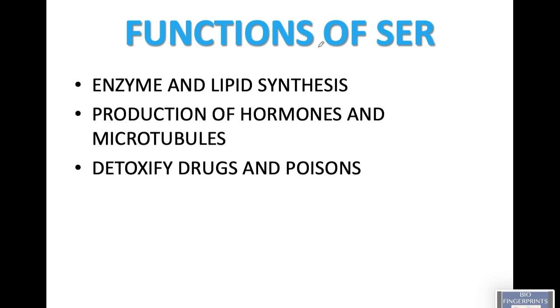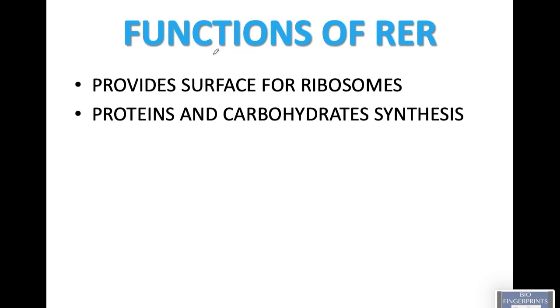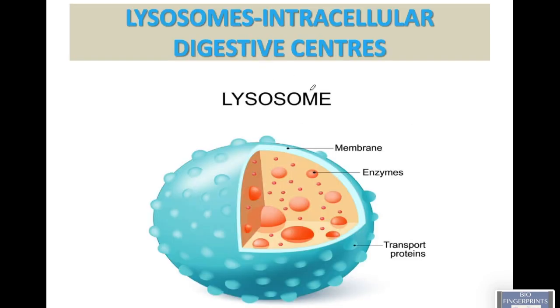So the functions of smooth endoplasmic reticulum are enzyme and lipid synthesis. Lipid is the form of fat. Production of hormones, and microtubules. Microtubules are the structures involved in cell division when a cell divides. Next, it also detoxifies drugs and poisons in our body. Next, coming to the functions of RER: RER provides surface for ribosomes. As we have already discussed, if ribosomes are present on the surface of ER, it makes the surface of ER rough.